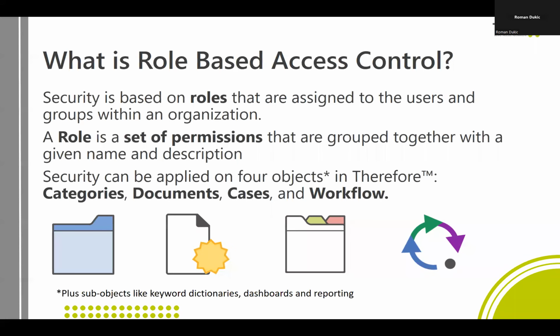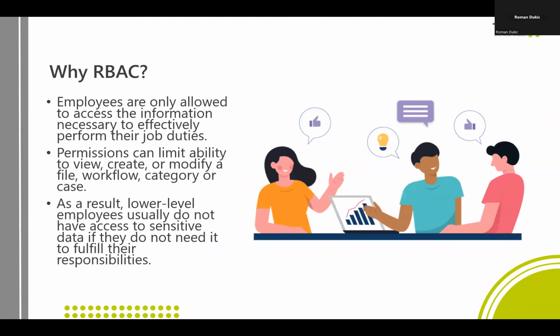So what is role-based access control? Here at Therefore, we have a security concept called role-based access control, also known as RBAC. In RBAC, security is based on roles that are assigned to the users and groups within the organization. A role is a set of permissions that are grouped together with a given name and description. Security in Therefore can be applied on 4 objects in Therefore: categories, documents, cases, and workflow.